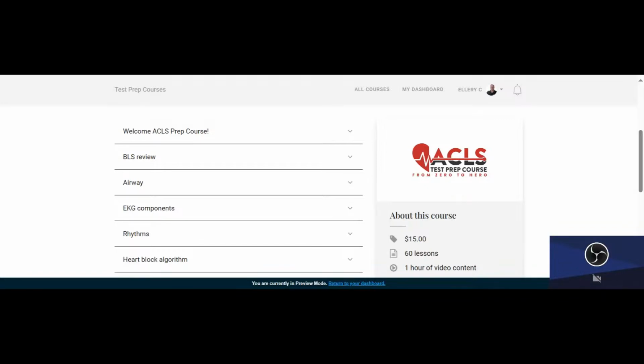So what I'm going to do is go over this EKG with you guys, and we'll try to figure out what rhythm we're looking at here. What do you guys think? And this is really important. This is going to be on your ACLS test. I can guarantee you this is going to be on your ACLS test. So what rhythm are we looking at here, guys? Does anybody have any guesses?